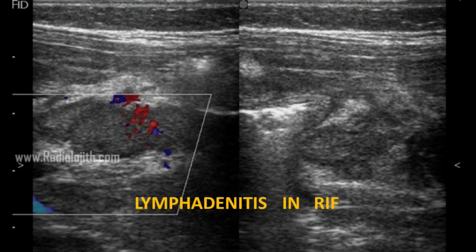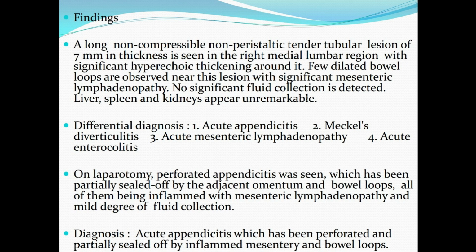The possibility of an inflamed appendix should be in the differential diagnosis of any acute abdomen in infants to allow early diagnosis of this potentially lethal condition.